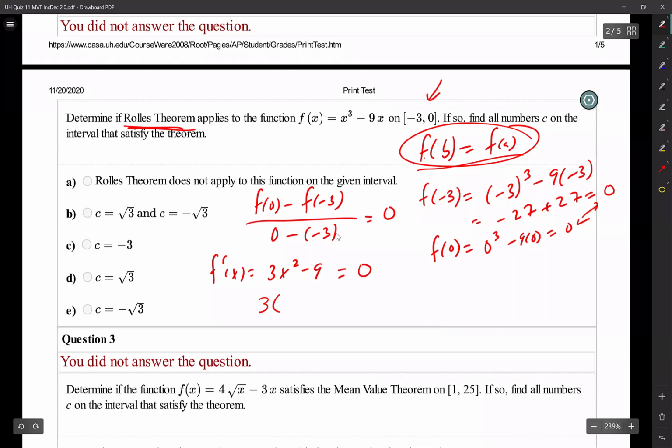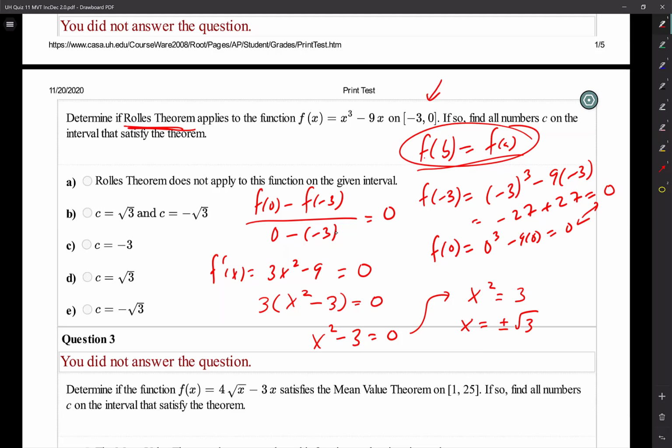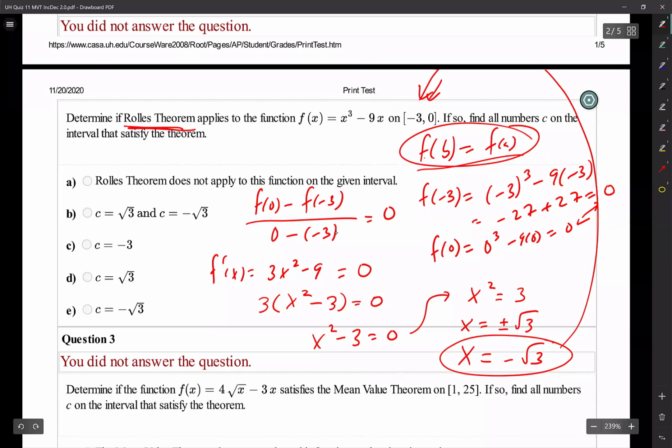Factor out a 3. Oh, these guys are tricksters. x squared minus 3. The only way this will be 0 is if x squared minus 3 equals 0. x squared equals 3. Square root, plus or minus square root of 3. Only one of them is the answer. The negative square root of 3. Why? Perfect. You have to find an answer inside the domain, guys. And these guys are tricky. Look at that. They put that in there for you guys to circle.